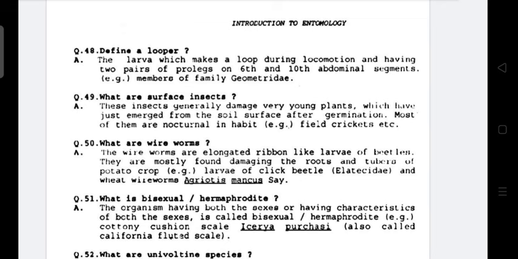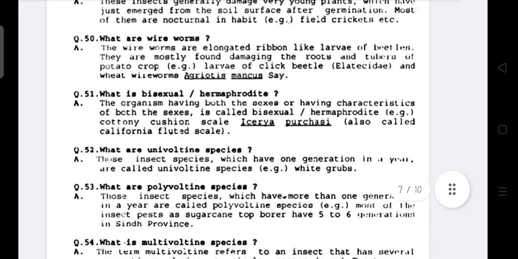What are wireworms? Wireworms are elongated ribbon-like larvae of beetles. They are mostly found damaging the roots and tubers of potato crops. Larva of click beetle. What is a bisexual or hermaphrodite? The organism having both the sexes or having characteristics of both the sexes is called bisexual or hermaphrodite.